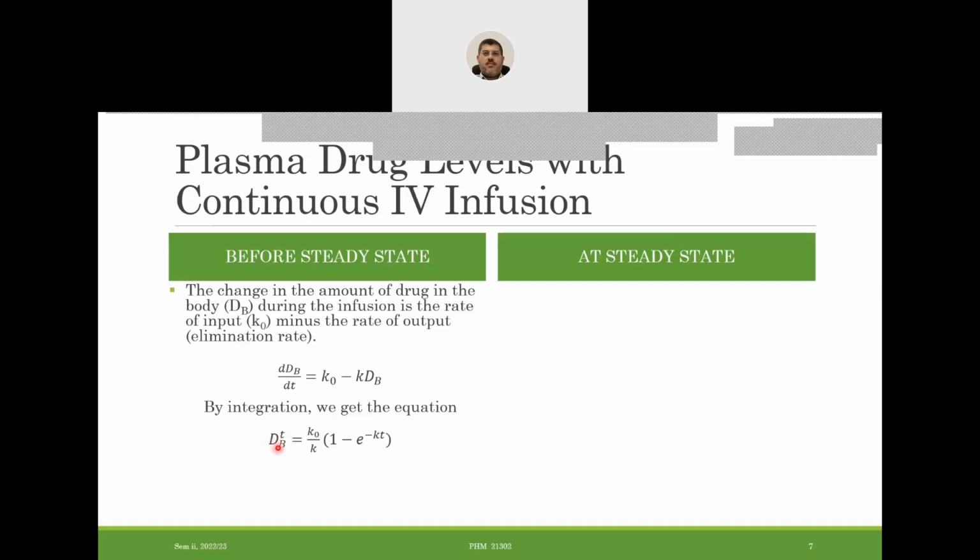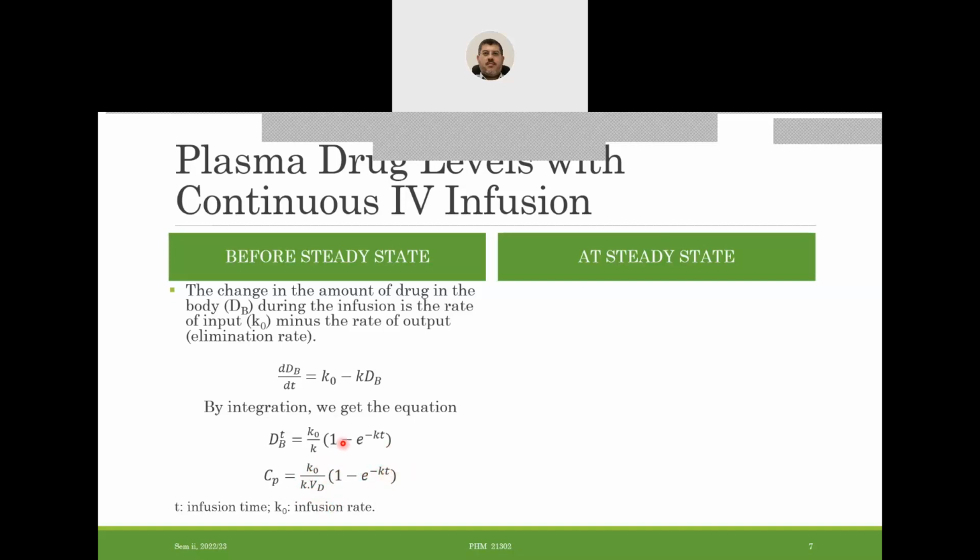I replace this D by D is equal to Cp times Vd. Then you want to transfer Vd, the volume of distribution, to the other side of the equation, so you divide by it. So if you want to calculate the concentration of drug in plasma at any time, it will be equal to K0, the infusion rate, and we use 0 here because it is a zero order process rate, divided by K times Vd times 1 minus e to the power negative Kt.